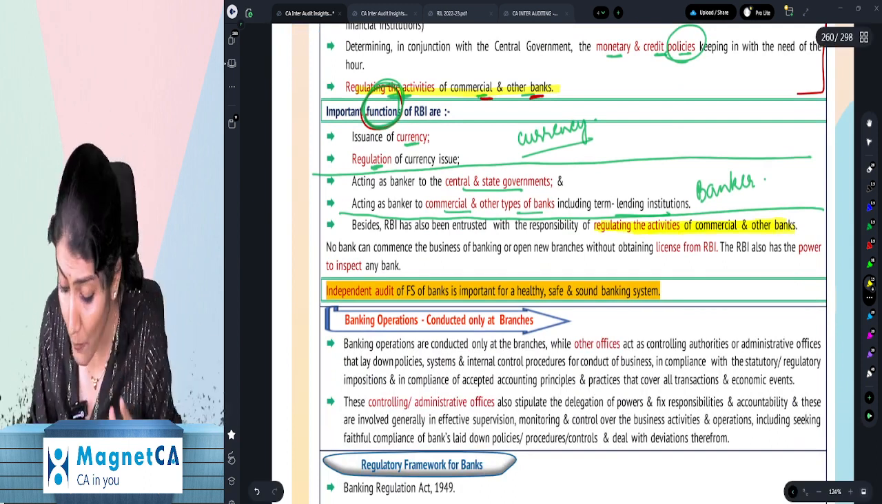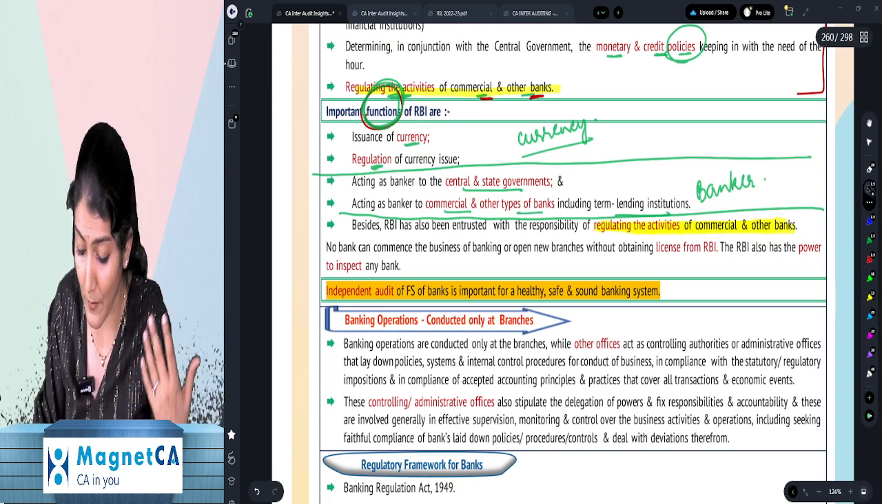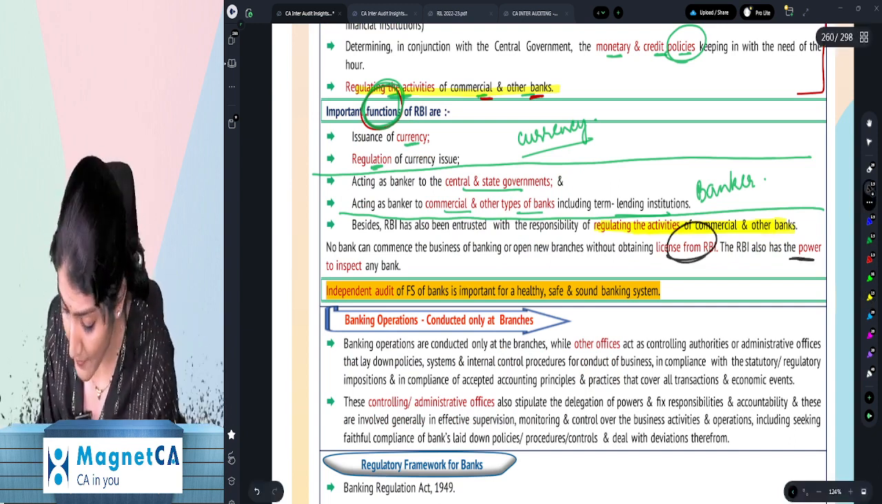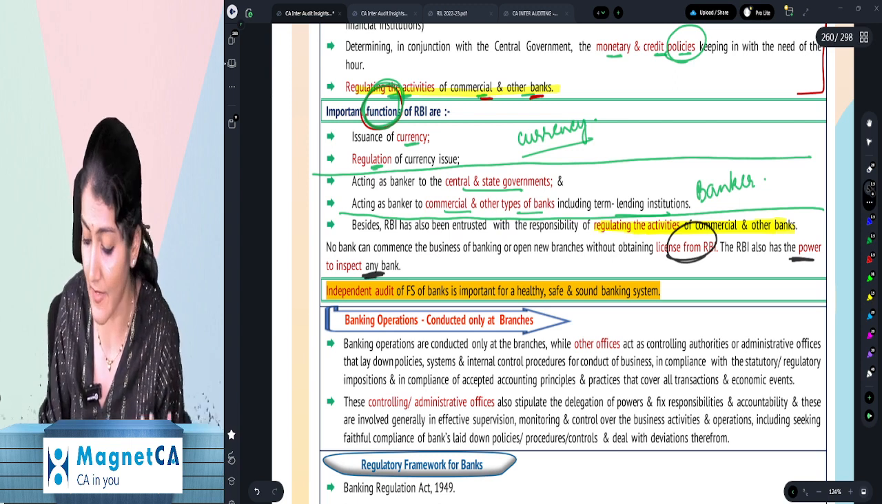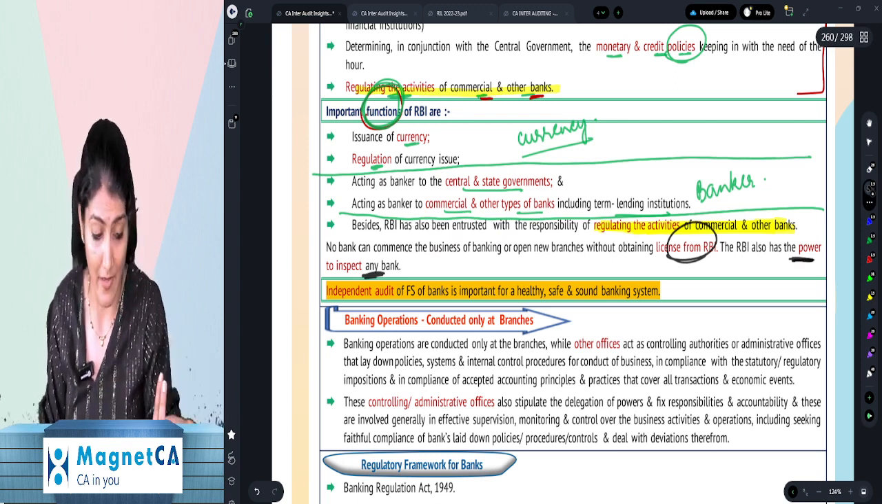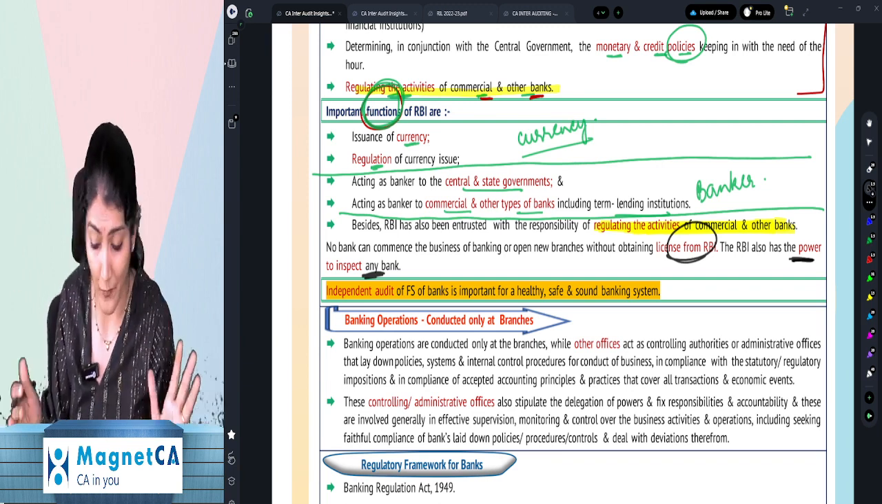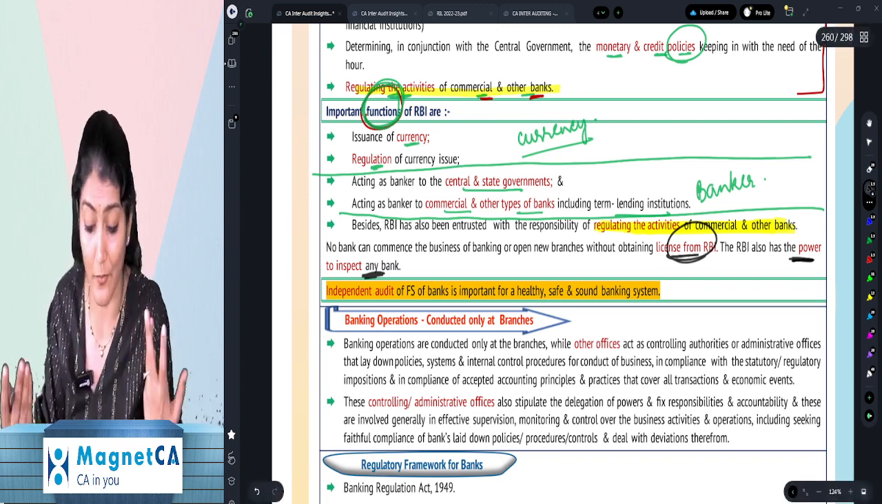And obviously, no bank can commence its banking business without obtaining a license from the RBI. Does RBI have the power to inspect any bank? Yes, it has the power to inspect any bank. Do you see a Reliance Bank? Do you see a Tata Bank anywhere? No, because they have not got the banking license.